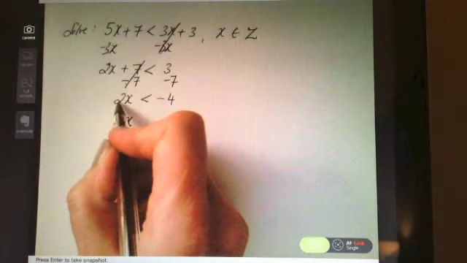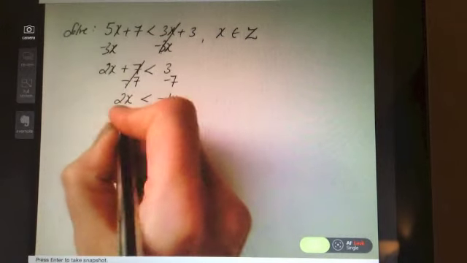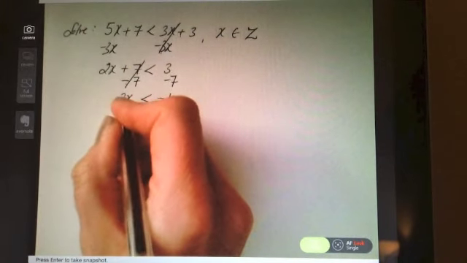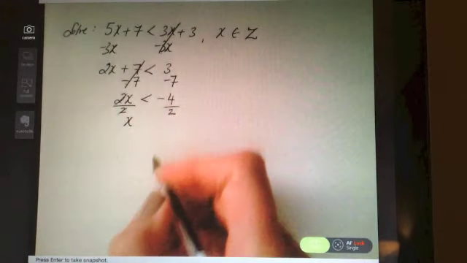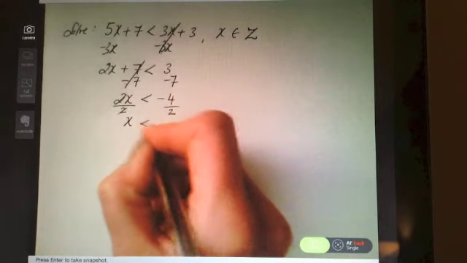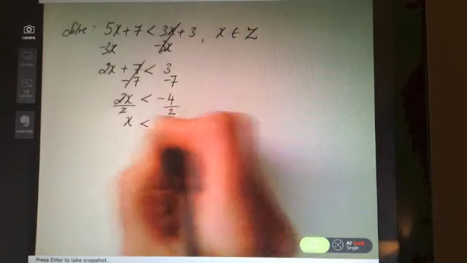And then to get rid of the 2, which is being multiplied, I've got to divide. 2 divided by 2 leaves me with 1x. If I divide by 2 on that side, I've got to divide by 2 on that side. So I'm left with x is less than minus 2.